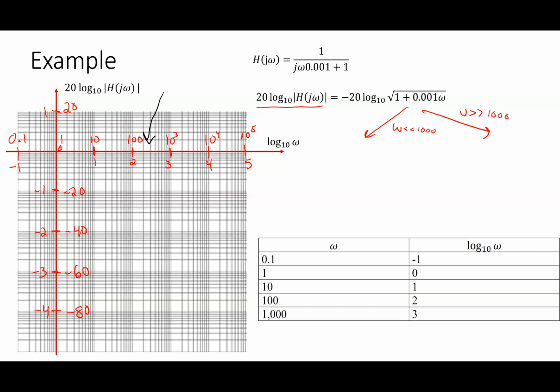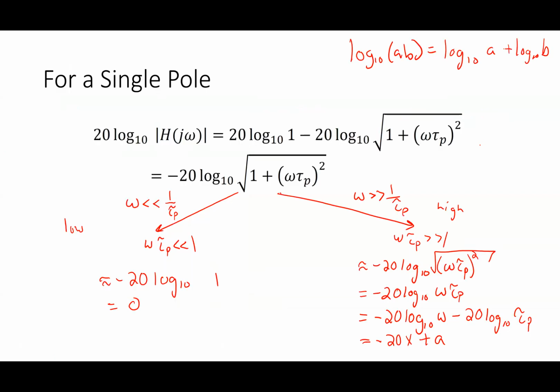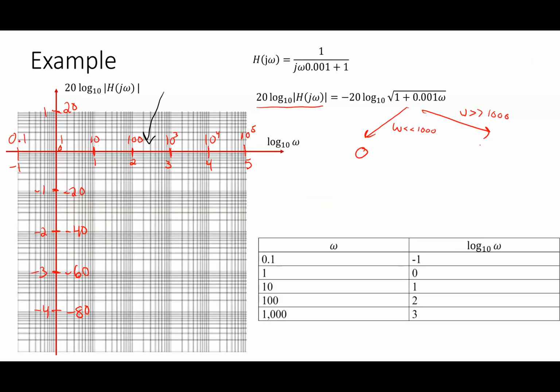At low frequencies, I said this guy is approximately what? 0. At high frequencies, he's what? He's basically falling linearly. And what's his slope? -20. So here's how I'm going to do this. I'm going to say right up until the pole, he's flat. I should have multiple colors here.